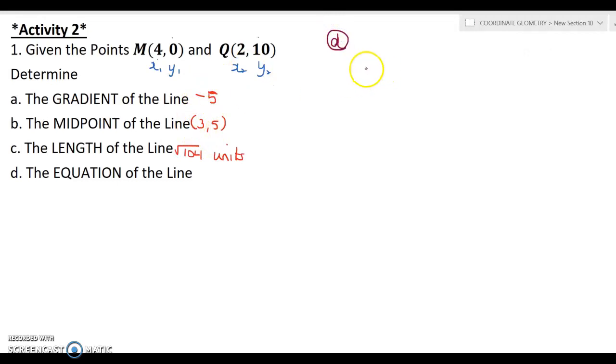First things first, the general equation of a straight line is y equals mx plus c. So we already have the gradient. We already know what m is. So we know that m is negative 5, right? But we need to find our c value. So remember what I said, we're going to use one of our points. Either use point M or point Q. I'm just going to use the first point M, which is (4, 0). So our gradient is negative 5, and I'm going to use that point M with (4, 0).